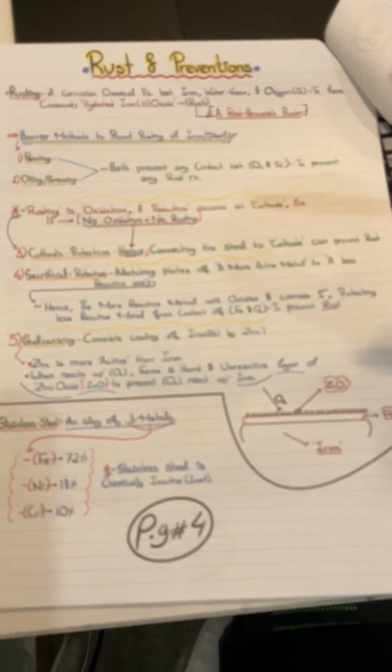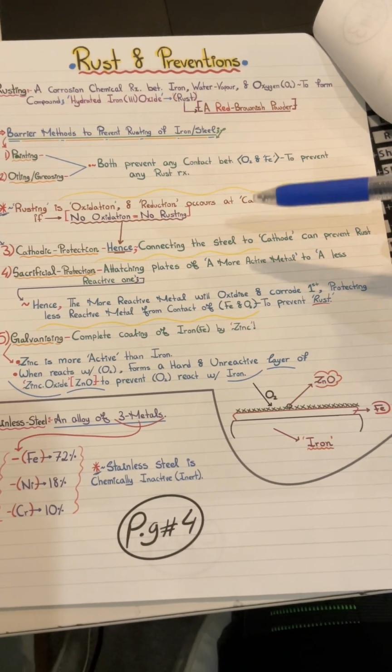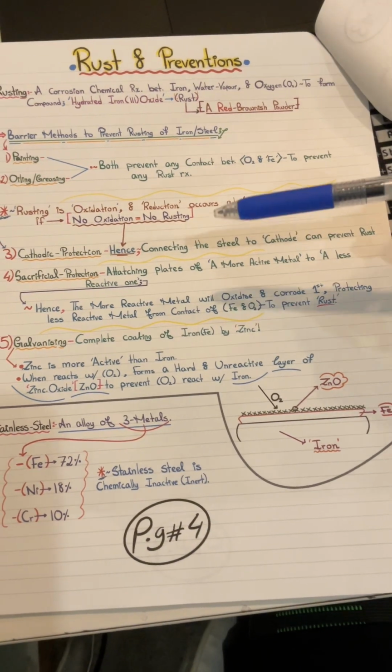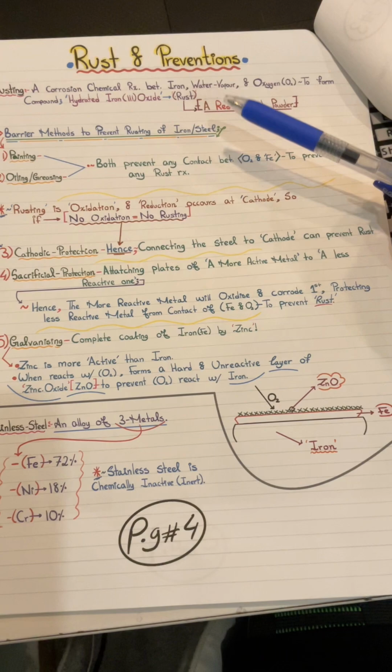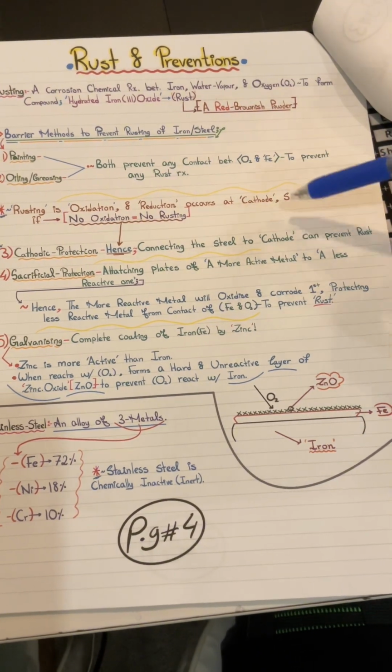Sacrificial protection: attaching plates of a more active metal to a less reactive one. So the more reactive metal will oxidize and corrode first. It will protect the less active iron from reacting with oxygen and prevent rust.